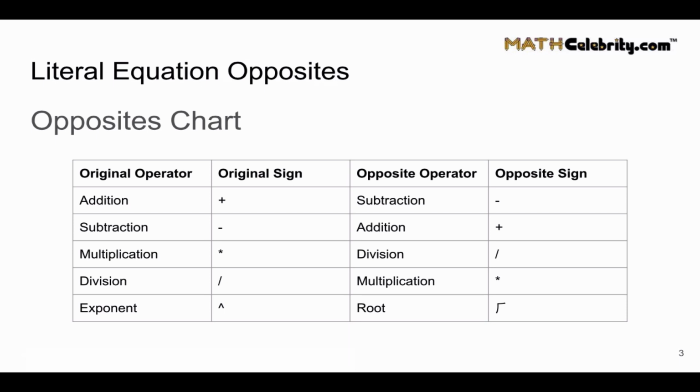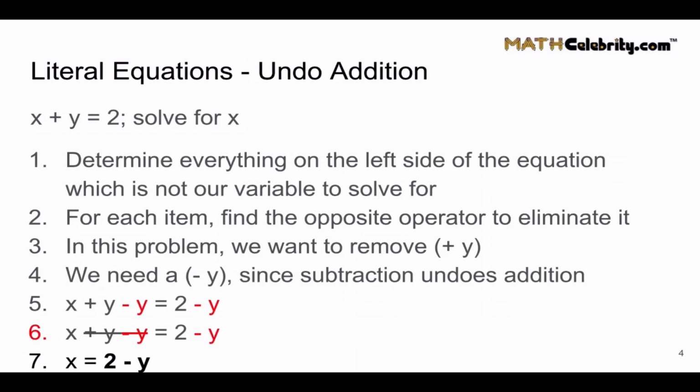So for addition, you're going to use subtraction. For subtraction, you use addition. Multiplication, you use division. Division, you use multiplication. And for exponents, you're going to use roots. So if the exponent's 2, you're using a square root. If it's 4, you're using the fourth root. And I want to show you how to do this next.